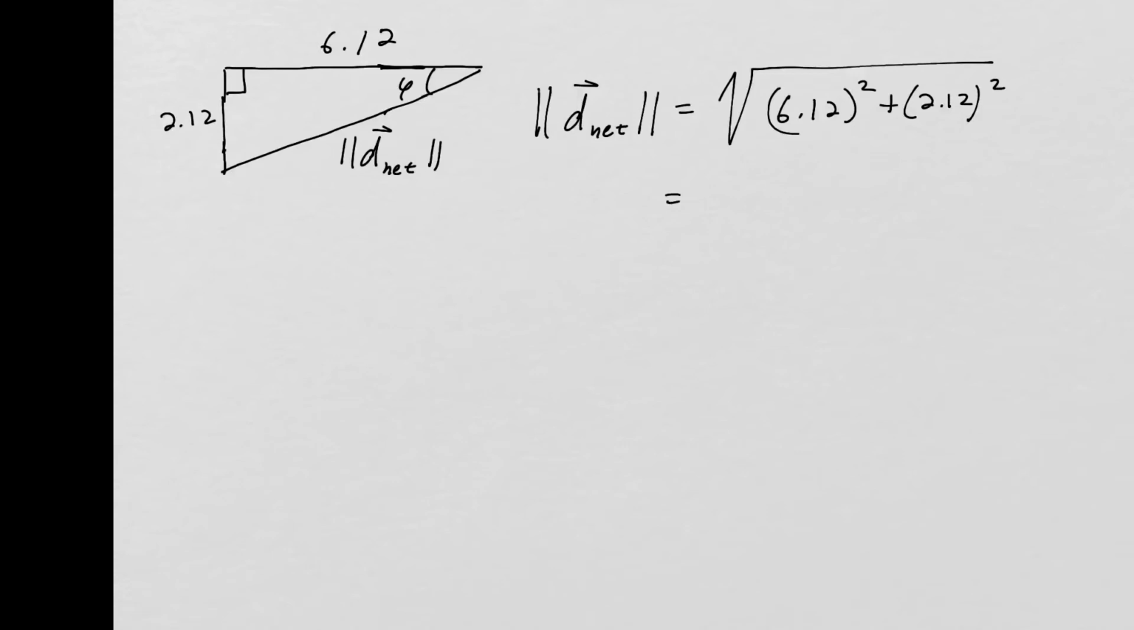Squared. And if you work that out, that's 6.48 miles. Okay, but that magnitude is the distance. So this is the distance from home, right? 6.48 miles.